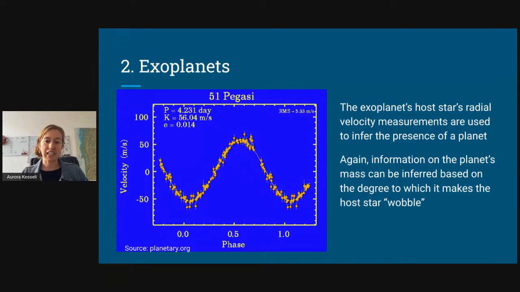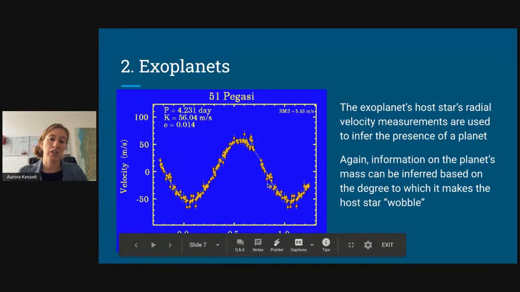And by looking at the size of the star's wobble, or how much it's moving, we can figure out the mass of the planet that's perturbing it. So this is example data of the first exoplanet discovered, 51 Pegasi, that was discovered with this radial velocity method. It shows a similar graph to what we saw for the eclipsing binaries, but instead of having two stars, we just have the radial velocity curve from the host star.